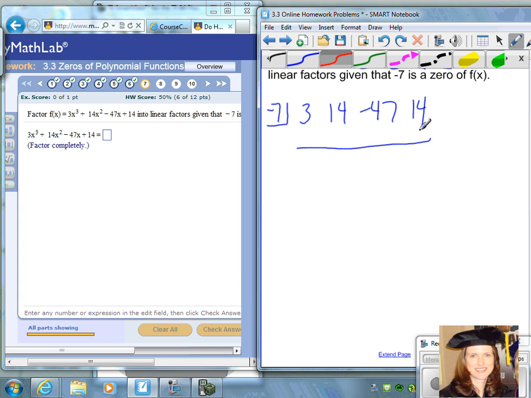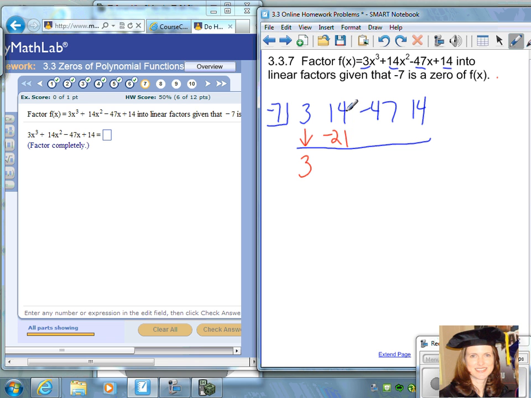Use synthetic division, and we know we're going to end up with a remainder of 0 because we're told that negative 7 is a 0. This is going to give us an expression here that is part of the factors of the original polynomial function. Always bring down the first coefficient, multiply by the number in the box. 3 times negative 7 is negative 21. 14 and negative 21 is negative 7. Negative 7 times negative 7 is 49. Negative 47 and positive 49 is 2. 2 times negative 7 is negative 14, and the remainder is 0.